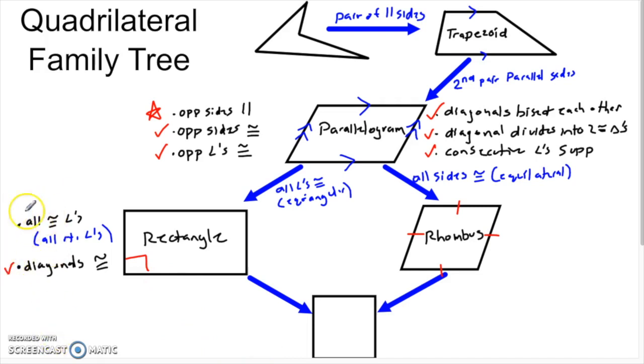Notice I didn't prove that all the angles are congruent because I don't need to. Why? That's the definition. That's how we got the rectangle. We asked for a parallelogram with all congruent angles. Now let's pop over to the rhombus.